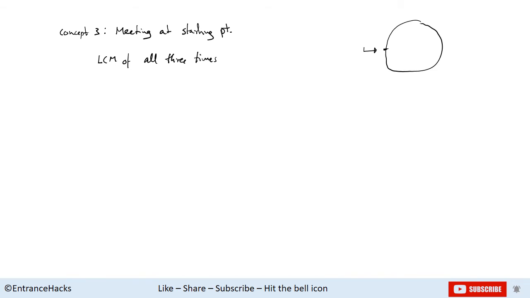Okay. So let's say the respective speeds of A, B, and C are: S of A is 10 meters per second, S of B is 20 meters per second, and S of C is 40 meters per second. And the total distance they are covering is 1000 meters, so the length of the track L is 1000 meters. So when will all three of them meet at the starting point?